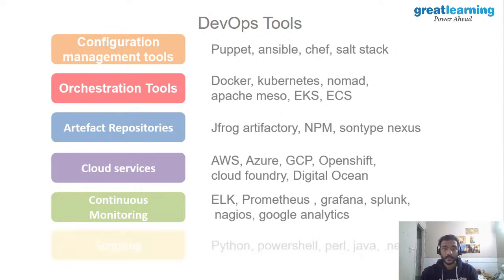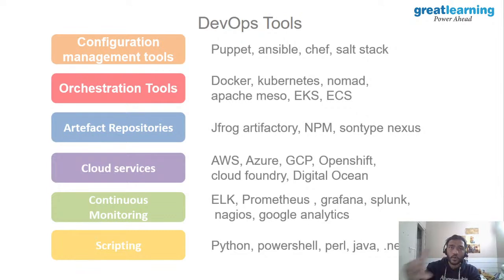And last, scripting. For scripting, you can use Python, PowerShell, Perl, Java, .NET, or whatever you have for scripting. Scripting is basically for automation purposes. Like if you want to automate a certain code or certain segment of something, then you can use a scripting language for that, right? So these are all the DevOps tools there are.